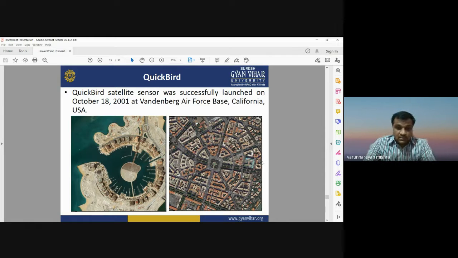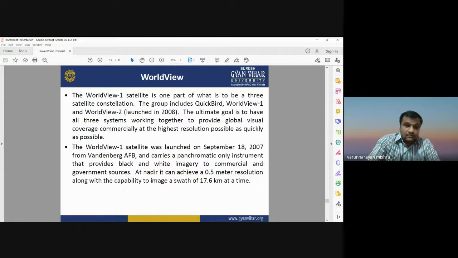You can see the details. You can see the high resolution of the QuickBird sensors, providing very good details about the urban area, very good details about different urban features.